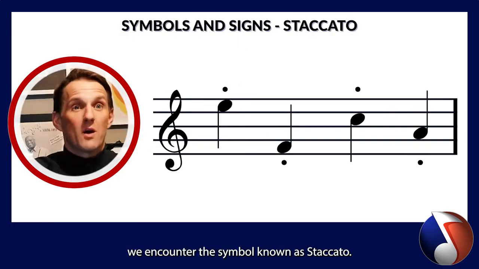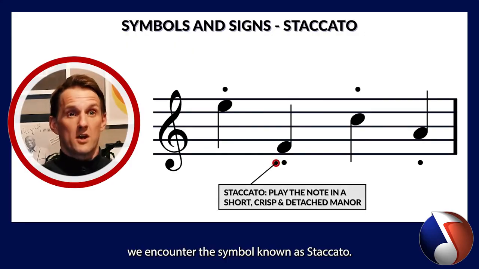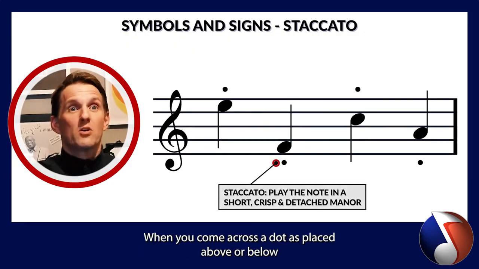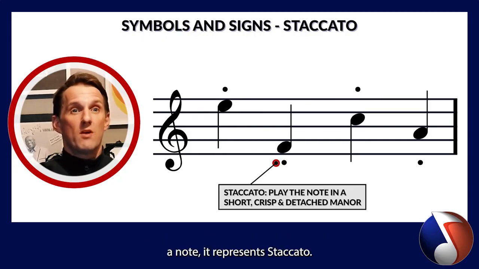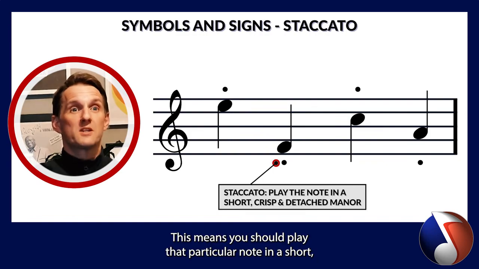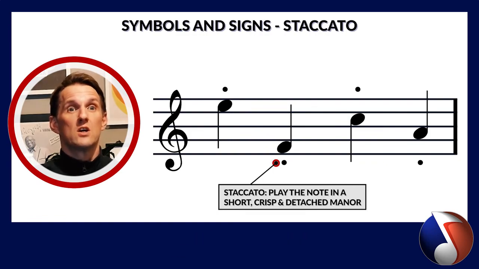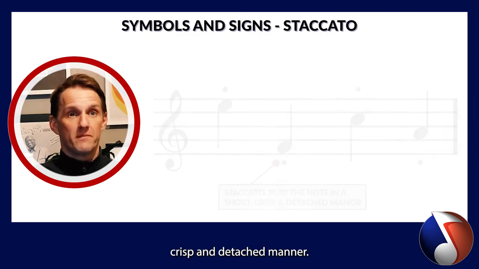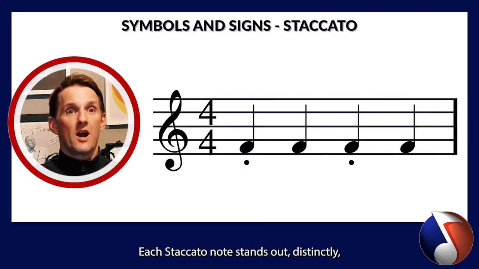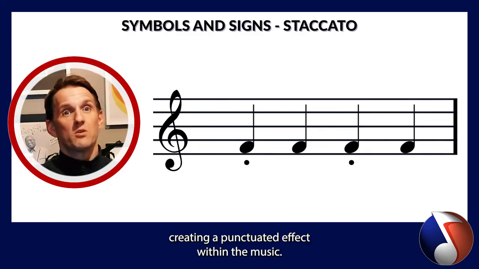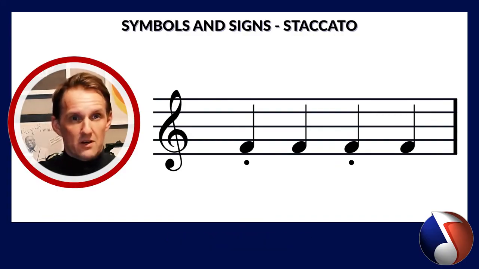Moving on, we encounter the symbol known as staccato. When you come across a dot that's placed above or below a note, it represents staccato. This means you should play that particular note in a short, crisp and detached manner. Each staccato note stands out distinctly, creating a punctuated effect within the music.